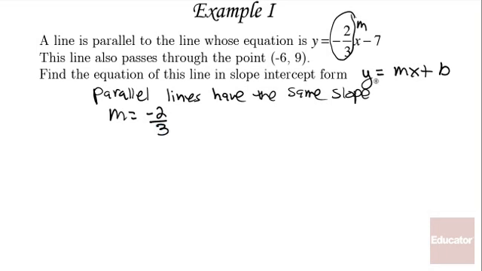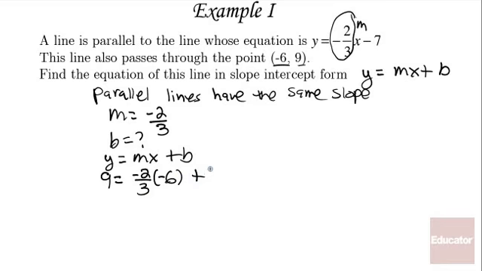Now, in order to write it as y equals mx plus b, the other thing I need to find is the y-intercept. I've got the slope, I need to find the y-intercept, but I have an x value and a y value, and I have m. So I can go ahead and substitute those three values into the equation and then solve for b. So y is 9, m is negative 2/3, x is negative 6, and I'm just solving for b.